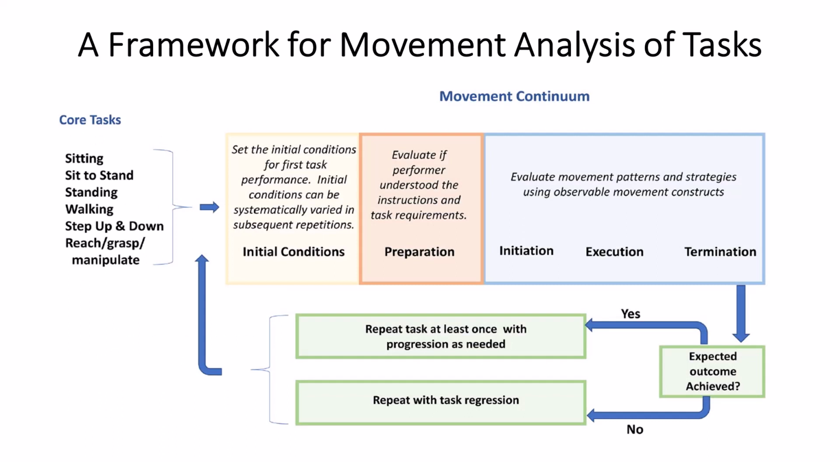And then finally, here's a figure right out of the manuscript where you can see on the left-hand side of the slide the 6 core tasks. So sitting, sit to stand, standing, walking, step up and down, and reach, grasp, and manipulate. Okay, follow the little arrow to the right. They're recommending that you set the initial conditions and that they should be systematically varied in subsequent repetitions, meaning that if the task is too easy, you can progress the task by changing some of the initial conditions. If the task is too hard, then you can regress the task by changing initial conditions.